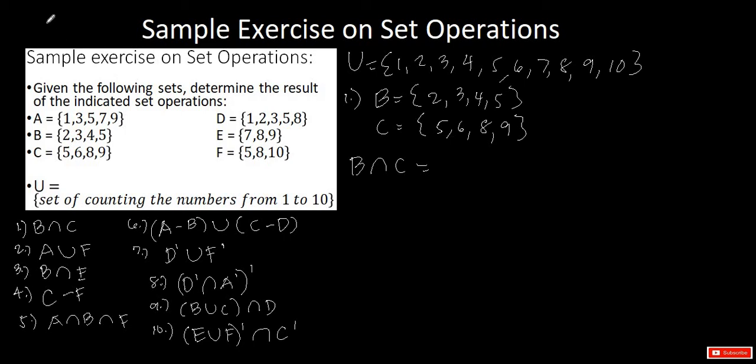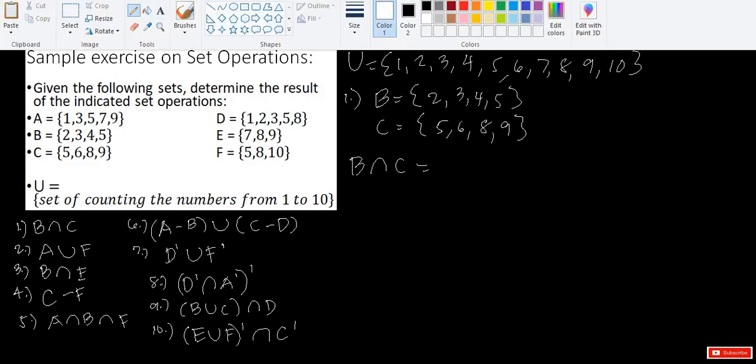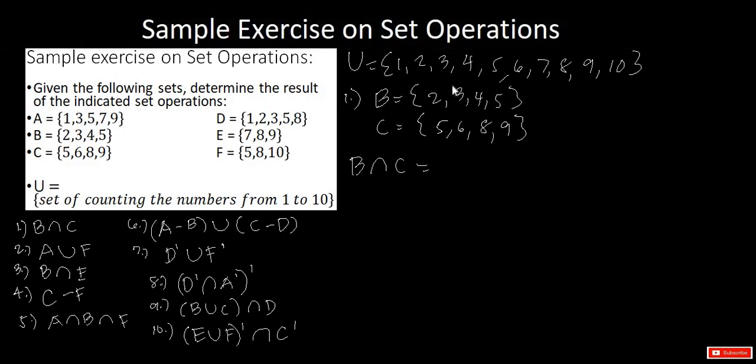Okay, so let's find the common elements. Now we can see here that 5 is in set C and at the same time it's also in set B. So therefore 5 is a common element. Another element? Okay, it's only 5. So therefore the element of the intersection of set B and set C is 5. Okay, let's move to number 2.